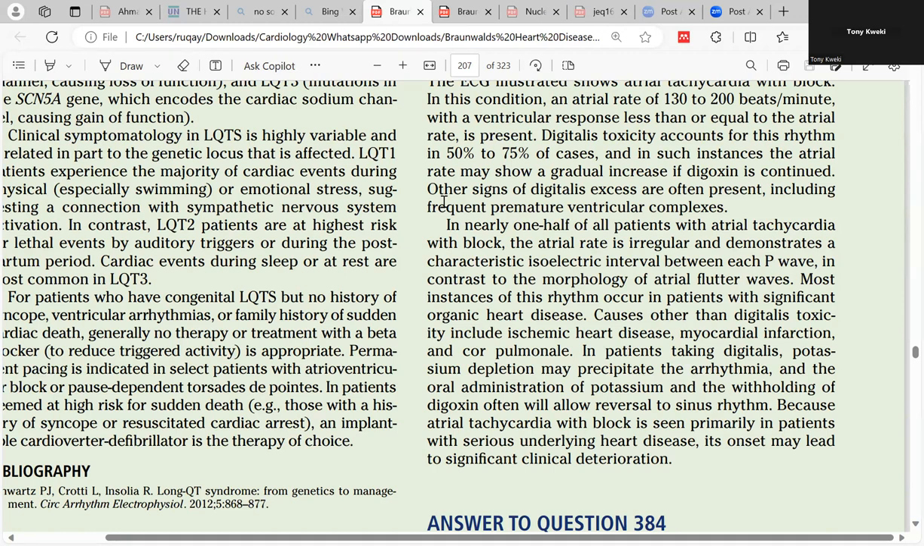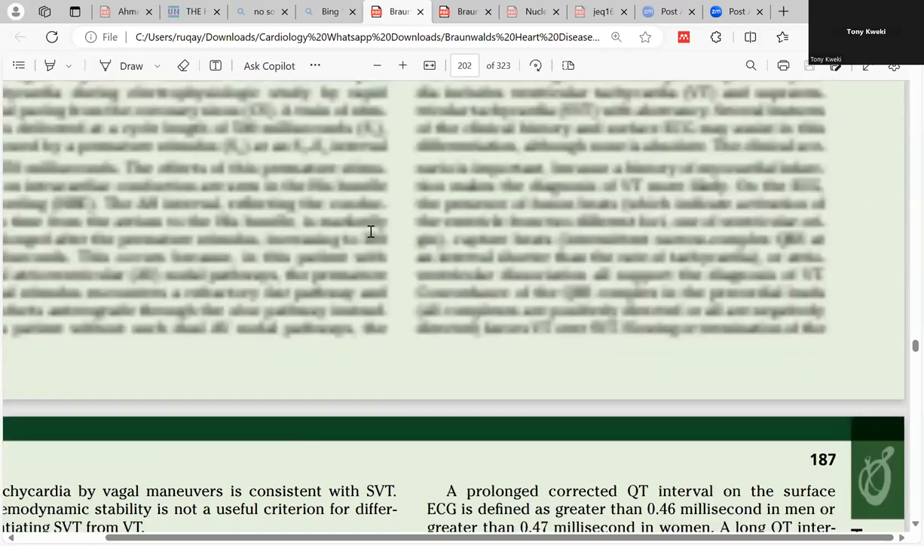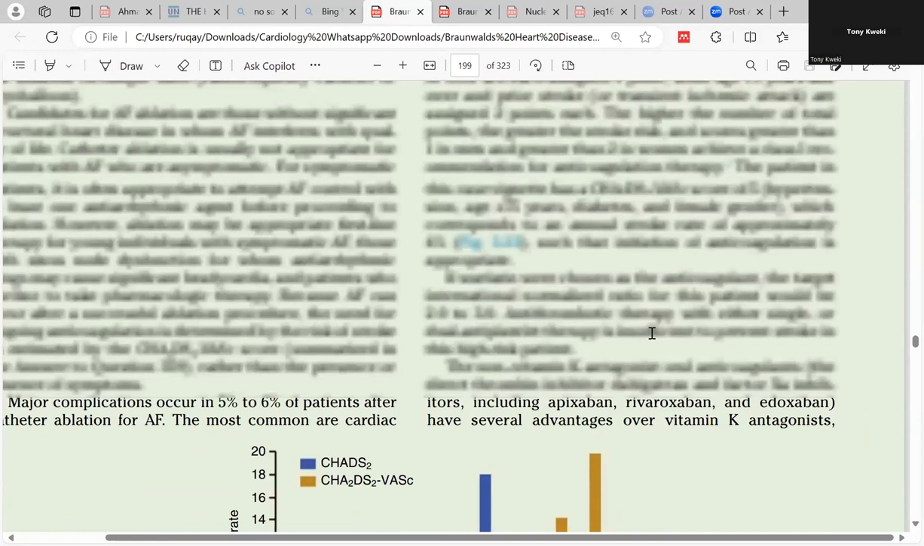In patients taking digitalis, potassium depletion may precipitate the arrhythmia. So we know we don't want to give digoxin to patients with hypokalemia. And the oral administration of potassium and withholding of digoxin often will allow reversal to sinus rhythm. Because atrial tachycardia with block is seen primarily in patients with serious underlying heart disease, its onset may lead to significant clinical deterioration. So they still didn't exactly mention what the block was, but that is the explanation.